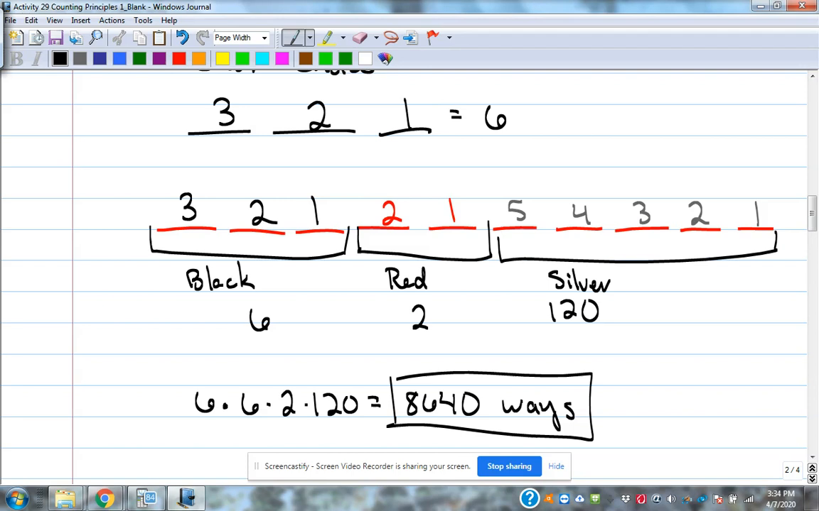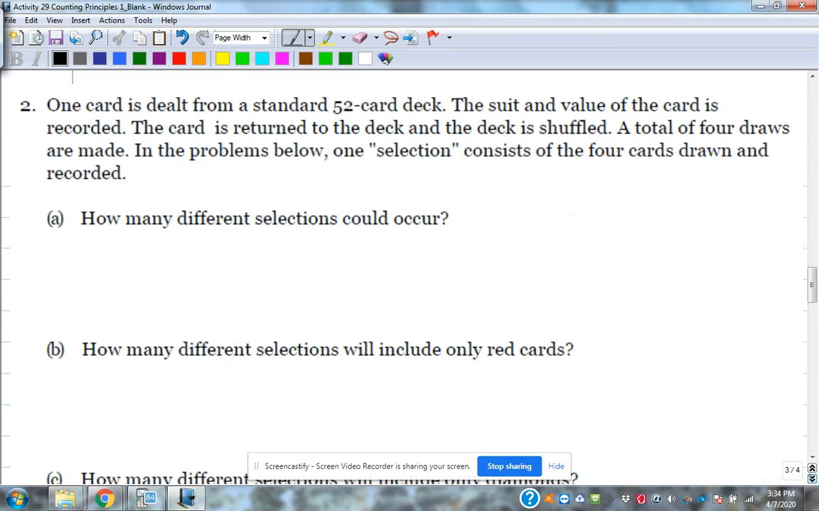All right. Now let's look at the next set of problems. A card is dealt from a standard 52 card deck, so we've talked about that before. We know there are 4 suits, 13 cards in each suit, aces through kings. The suit and the value of the card is recorded. The card is then put back and shuffled, and a total of 4 draws are made. One selection consists of those 4 card draws. So how many different selections can occur?